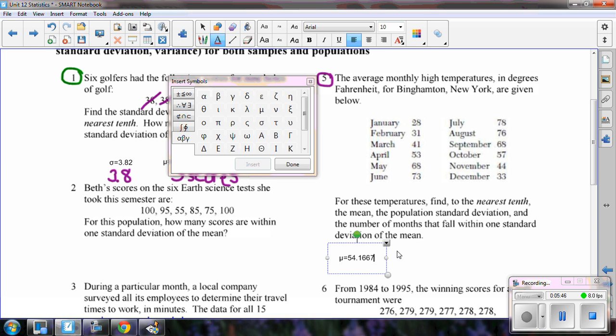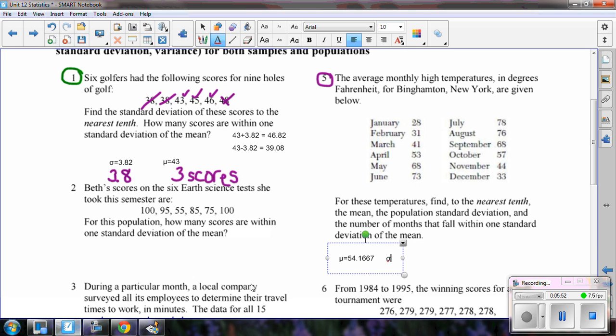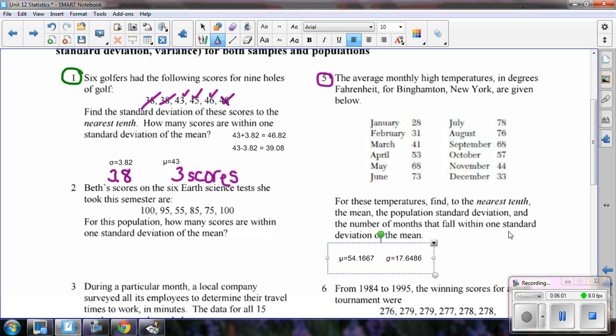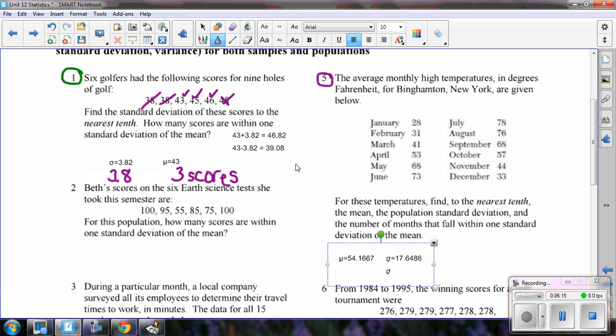And then our standard deviation is going to be 17.6486. Did I get that right? I did. Excellent. So now we need to figure out the population standard deviation to the nearest tenth. So we actually don't want this answer to be our final answer for sigma. We want the final answer to be 17.6.